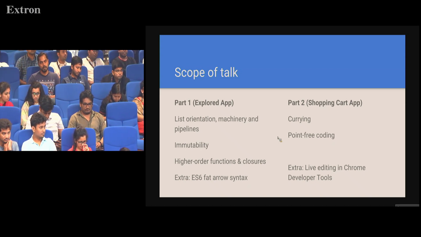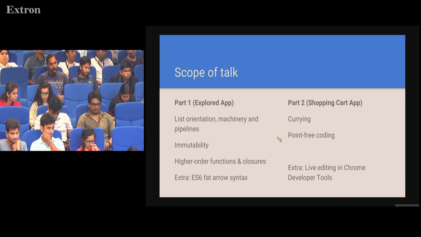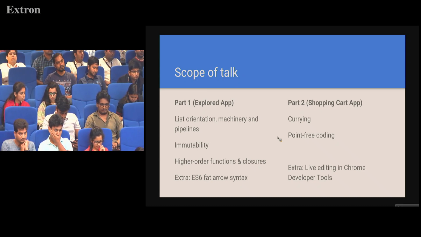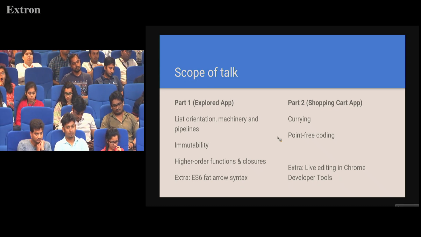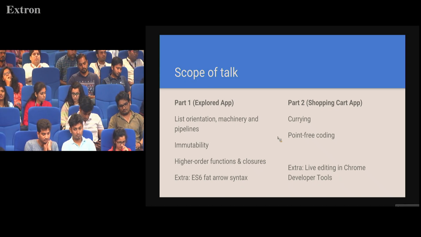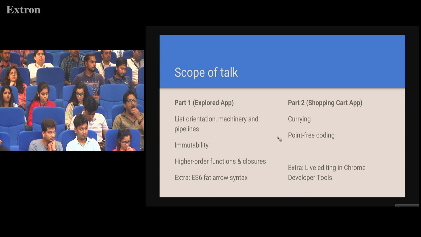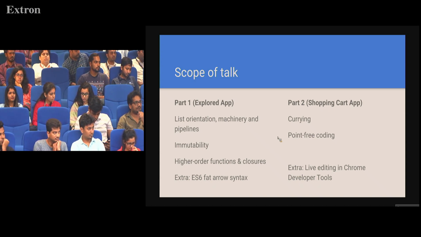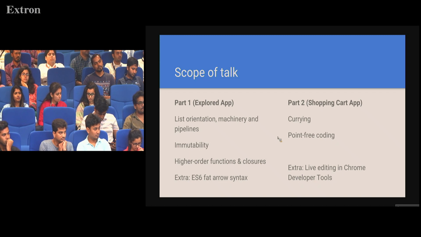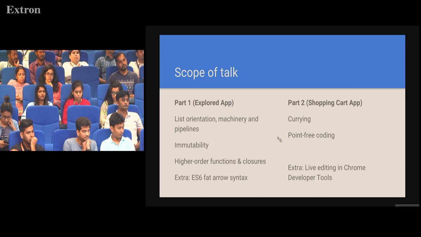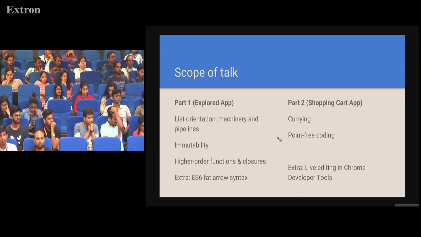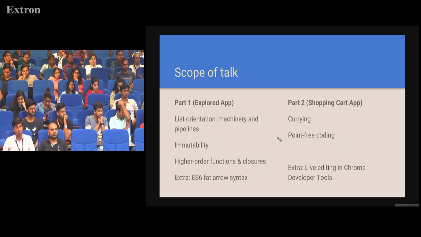Then we'll look at the shopping cart app, which is a demo app in the UI5 SDK, part of the demo kit. And we'll look at some code there that allows us to explore some more interesting, some deeper concepts in the functional programming world, currying and point-free coding. We'll just touch on those a little bit. And we'll also, of course, touch on a functional programming library for JavaScript called Ramda.